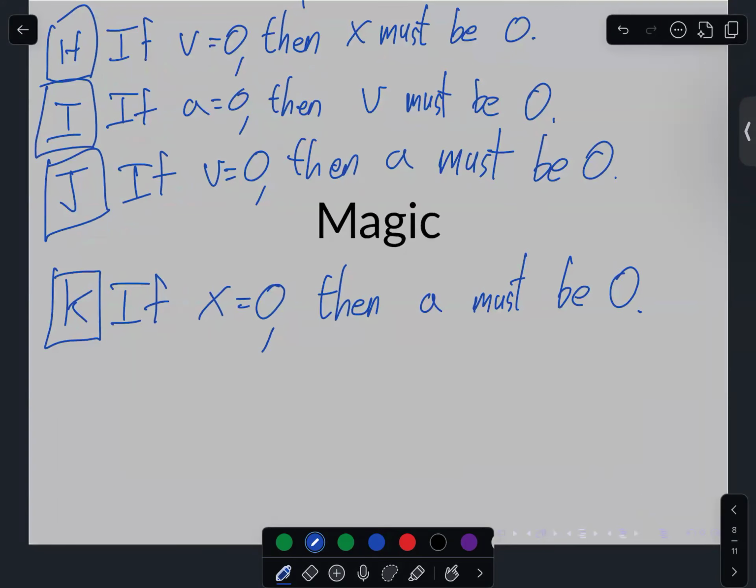Okay, let's see if you absorbed what we just were talking about. Here are 4 follow-up questions, H, I, J, K. Is it logically equivalent to say, if v is 0, must x necessarily be 0? If a is 0, then must v necessarily be 0? If v equals 0, then must a also be 0? If x is 0, must a be 0?